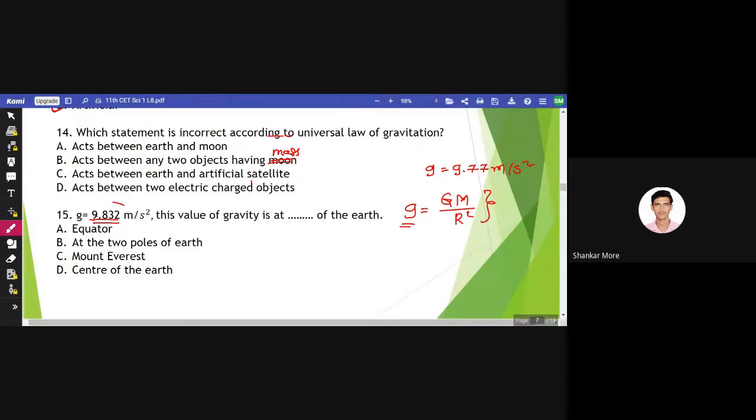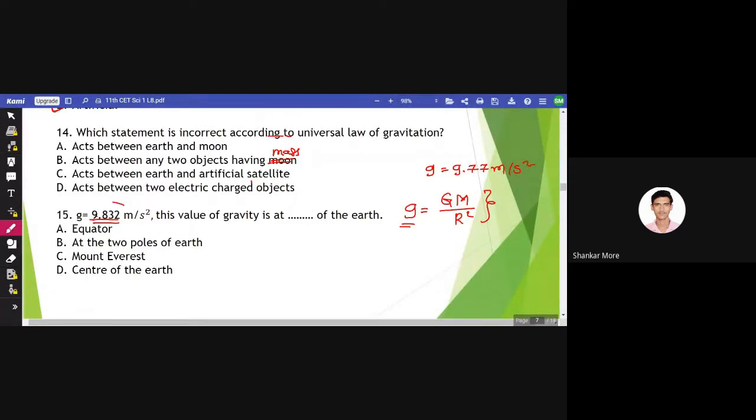So value change कैसे हो रही है? How is the value changing? The reason behind this is Earth is bulgy at equator. मतलब क्या? अर्थ इक्वेटर पे थोड़ी सी फुली हुई है, and at the poles it is flatter, मतलब थोड़ी सी ऐसी चपटी है पोल्स पे, दोनों पोल्स पे.